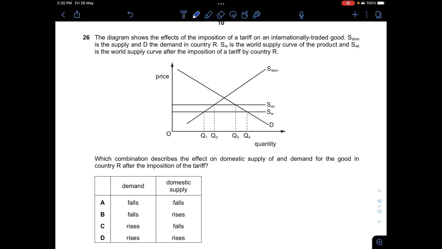So the demand has decreased, so CD is wrong. You can see that the world supply curve has shifted to SWT because of the tariff, so demand has shifted from Q4 to Q3. So domestic supply has increased from Q1 to Q2, so it's fall and rises, so 26 is B.